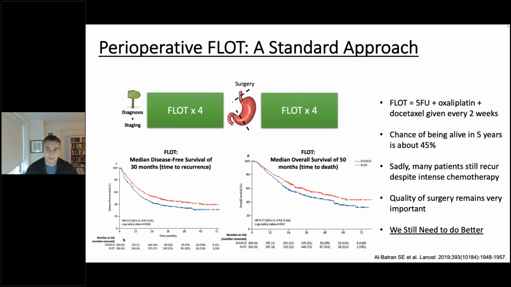And it's quite sad, many patients still recur despite this intensive therapy. The quality of your surgery, having your surgery by someone like Dr. Davis, is actually quite important. Higher volume surgeons and bigger centers have better outcomes. And so we still need to do much better.